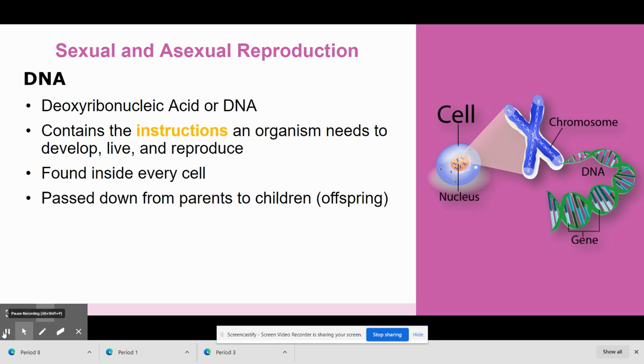Then we have DNA, which is also found inside the nucleus, and that's what makes up our chromosome. The long name for it is deoxyribonucleic acid, but we use the abbreviation DNA, and it contains the instructions that an organism needs to develop, live, and reproduce. It's found inside every cell, and it's passed down from parents to children, or the offspring.